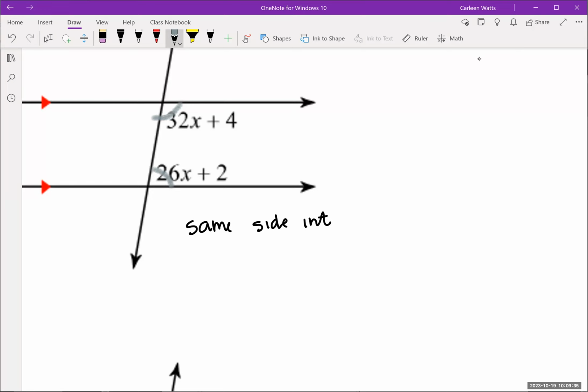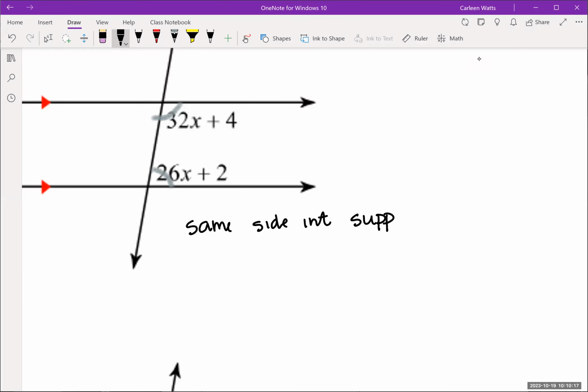Same side interior angles are, ooh, nope, same. Now, alternate interior would be congruent. Supplementary. Same side interior angles are supplementary. In English, okay, a linear pair is also supplementary. So linear pair, that's a little confusing. Linear pair and supplementary, they both mean their sum is 180.